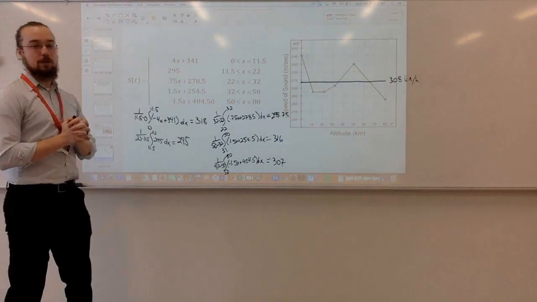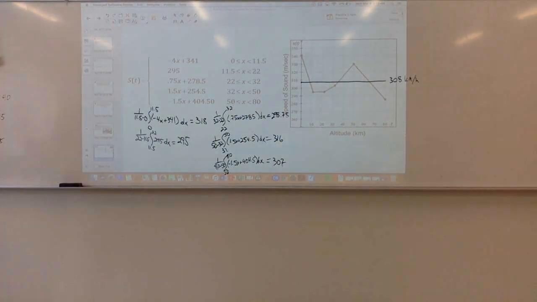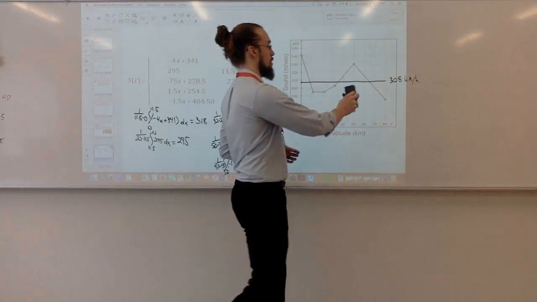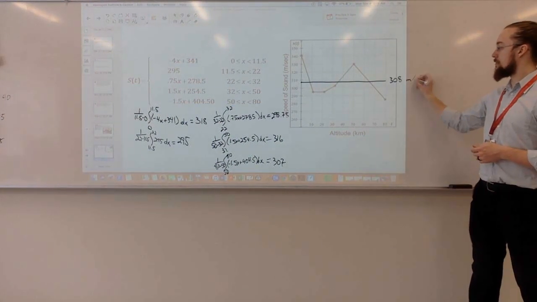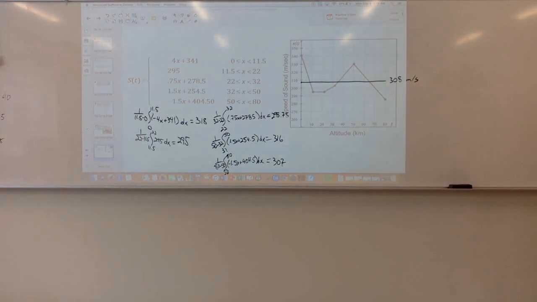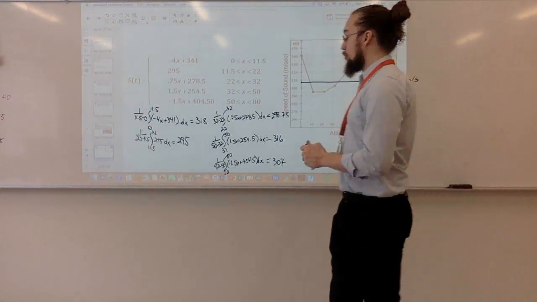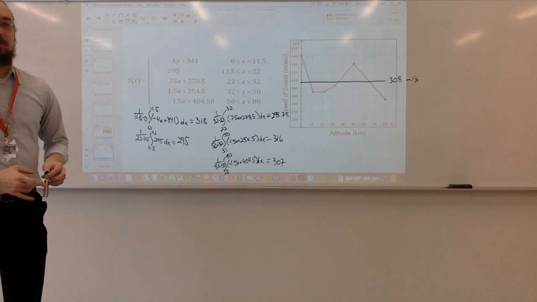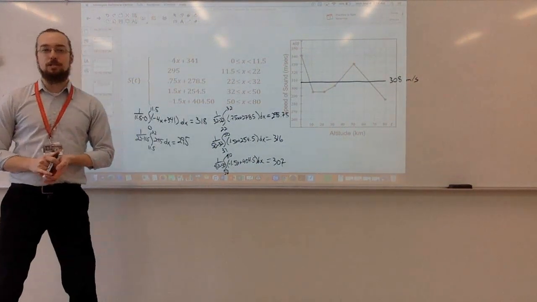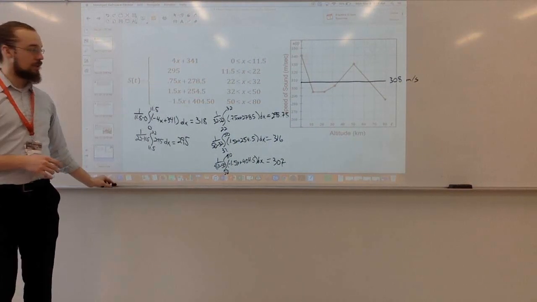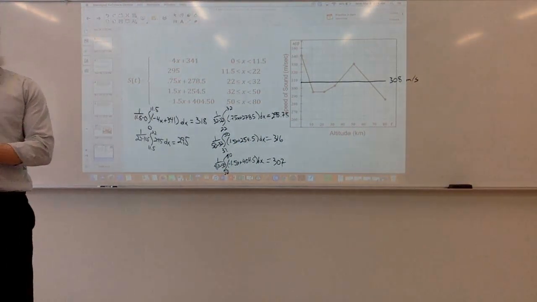Alright, did we get 308? 308 kilometers per hour? I guess that wasn't kilometers per hour, that was meters per second. 308 meters per second. Is that what we get? Sure. So 308 meters per second is about 689 miles per hour. So the average speed of sound from altitudes of 0 to 80 kilometers is about 689 miles per hour. All right. Questions on average values?